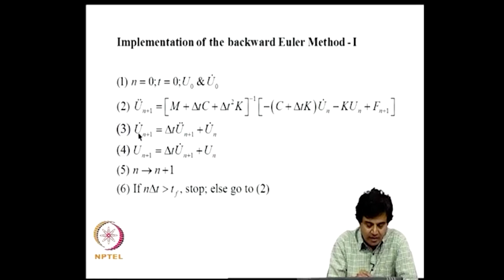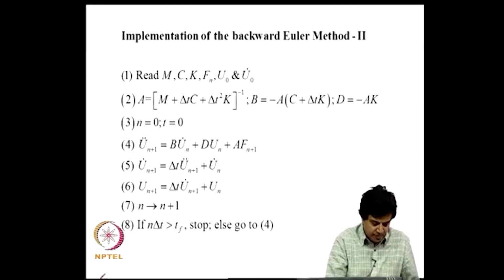Now once I go to the expression for u dot n plus 1, I would have computed this u double dot n plus 1 in the previous step, so I can use that. So similarly when I come to u n plus 1, I would have computed u dot n plus 1 in the previous step, I will use that. Then I increment n and I will stop this process if I cross Tf, otherwise I return to step 2 and go through this.